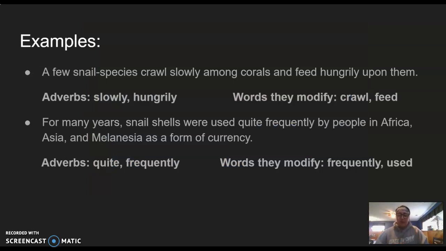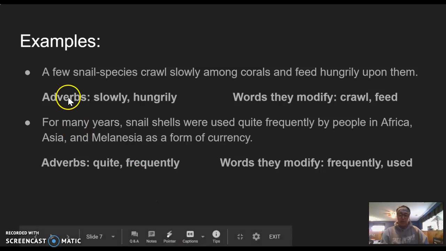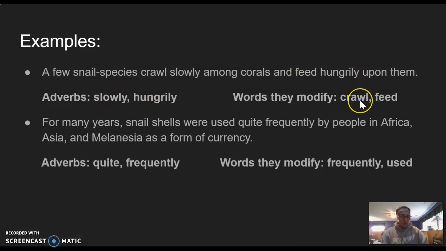A few snail species crawl slowly among corals and feed hungrily upon them. So our adverbs are slowly and hungrily. Slowly is modifying the verb crawl, slowly crawl, describing how the snails are crawling. Hungrily is modifying the verb feed. How are they feeding? They're hungrily feeding.